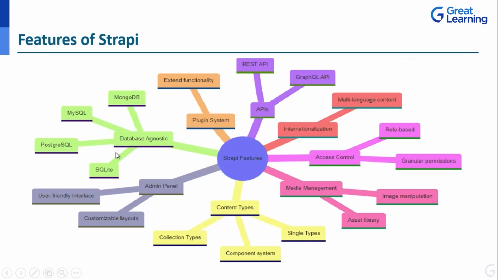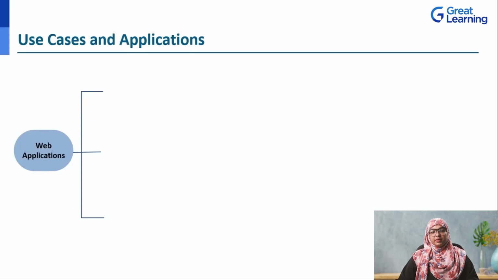Okay, coming to your database, SQLite, PostgreSQL and MySQL and MongoDB, all these databases can be used with the help of your Strapi. So there are wide varieties of features of your Strapi. So we will see one by one when we are trying to explore the admin panel of your Strapi. Now, use cases and applications.